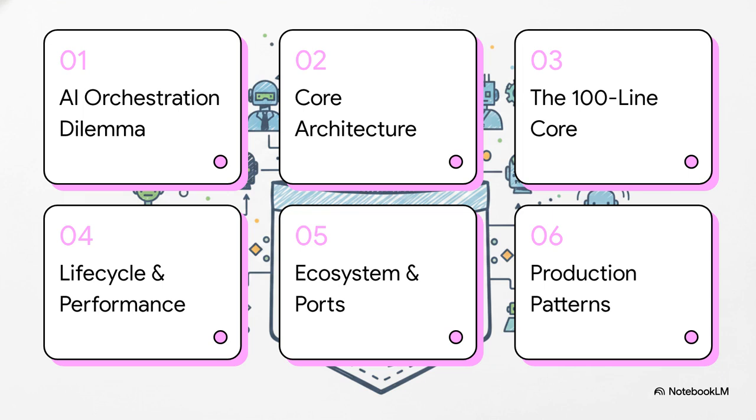First, the AI orchestration dilemma. Then, core architecture and abstractions, followed by the 100-line core. Next, we'll cover lifecycle and performance modeling, ecosystem and language ports, and finally, production patterns and trade-offs.